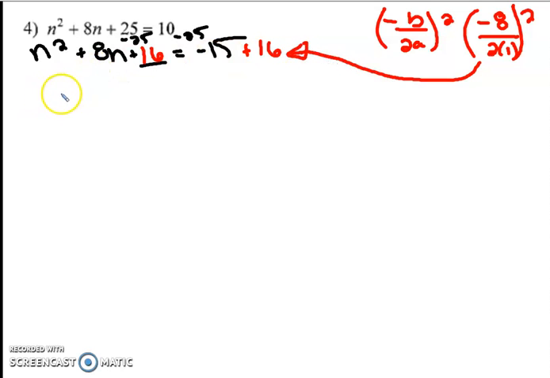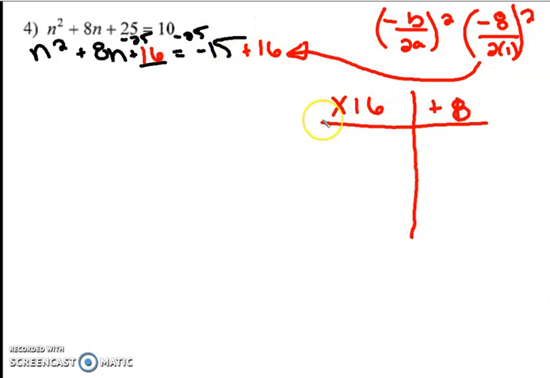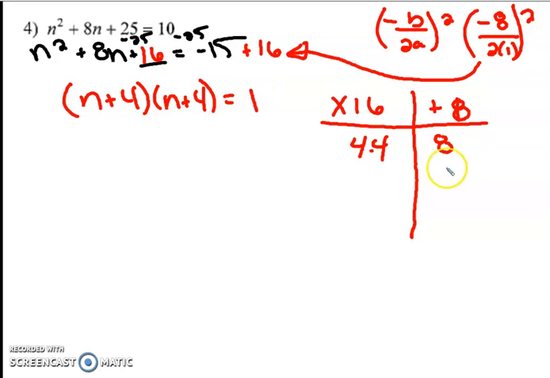Okay. So then I need factors of things that multiply to 16 that add to, not 1, 8. Things that multiply to 16 that add to 8. So that's 4 and 4. Right? 4 times 4 is 16. 4 plus 4 is 8. So I can rewrite this as n plus 4 times n plus 4 equals 1.